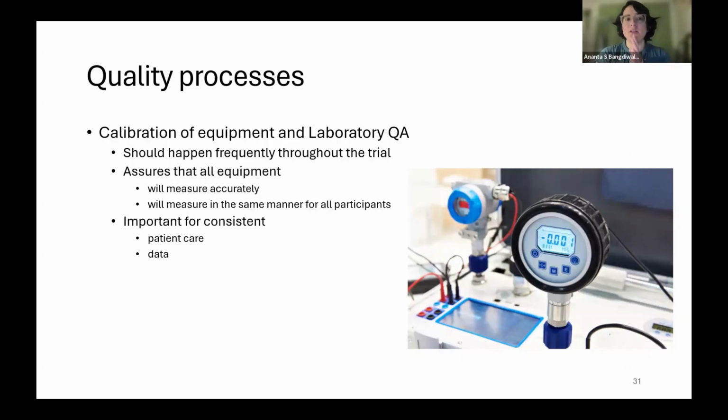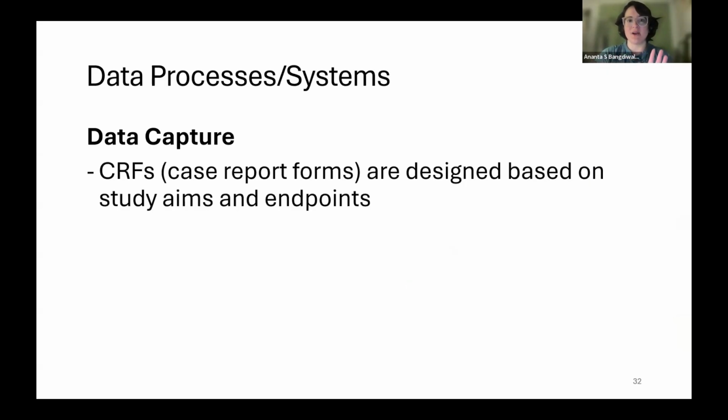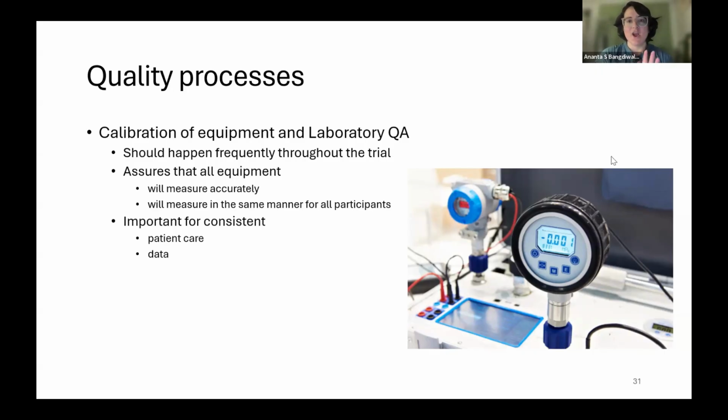And one other thing with quality processes is you've got calibration of equipment and laboratory QA. This should happen frequently throughout the trial. This assures that equipment will measure accurately, and will measure in the same manner for all participants. It's also important for consistent patient care and data, which are those two things that go on in a trial. We have to be aware of how we're treating our humans and how we're treating our data. And then I'll move on to data processes next, but I'll just ask if there are any questions for quality processes, quality assurance, GCP, or if any of our other panelists want to add anything.